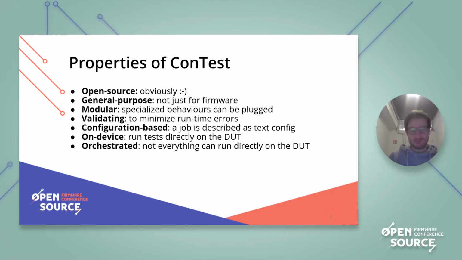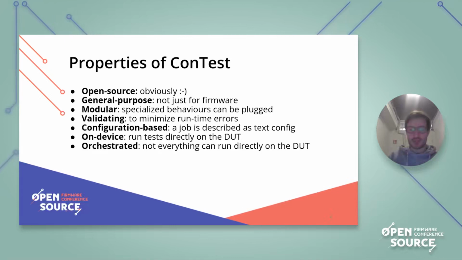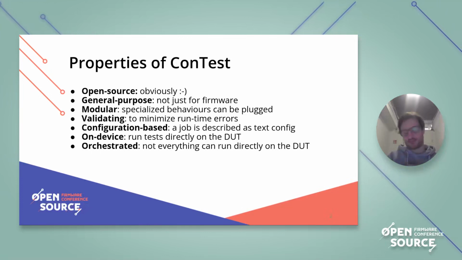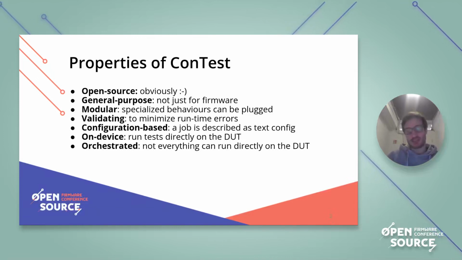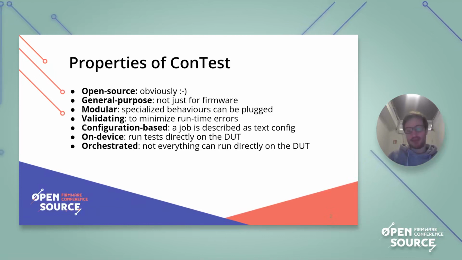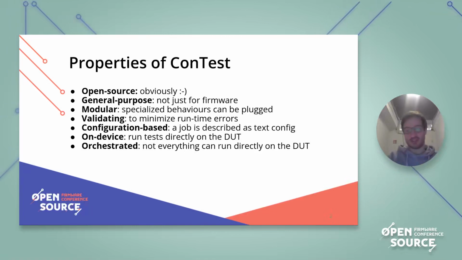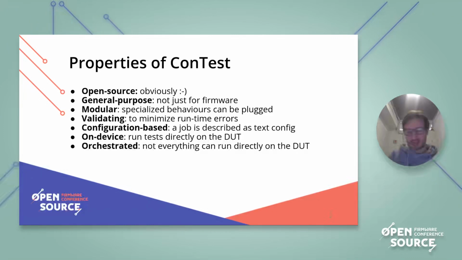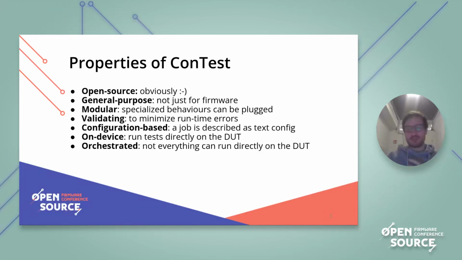It's configuration based, which means a job is described as a text config. How that looks, I will show you on the next slides. And it can either be run directly on the device under test, or it can be orchestrated, because obviously not everything can run on the device under test directly. That means you can also run it on a server and only access the device under test from Contest. When we talk about Contest, as Sriram already said, it follows the client-server paradigm.